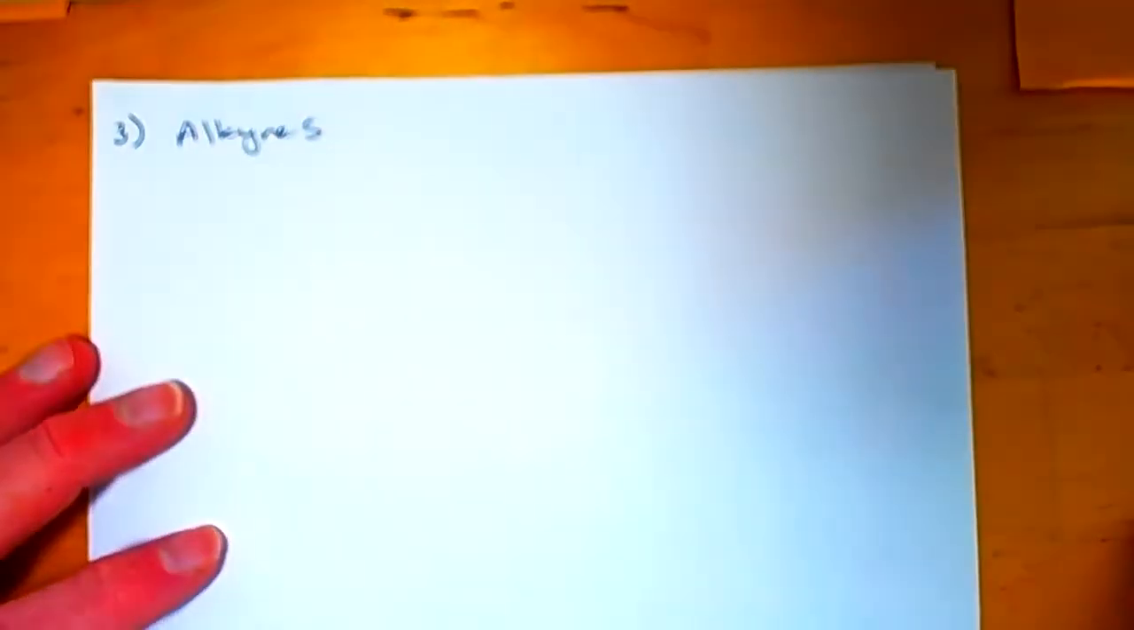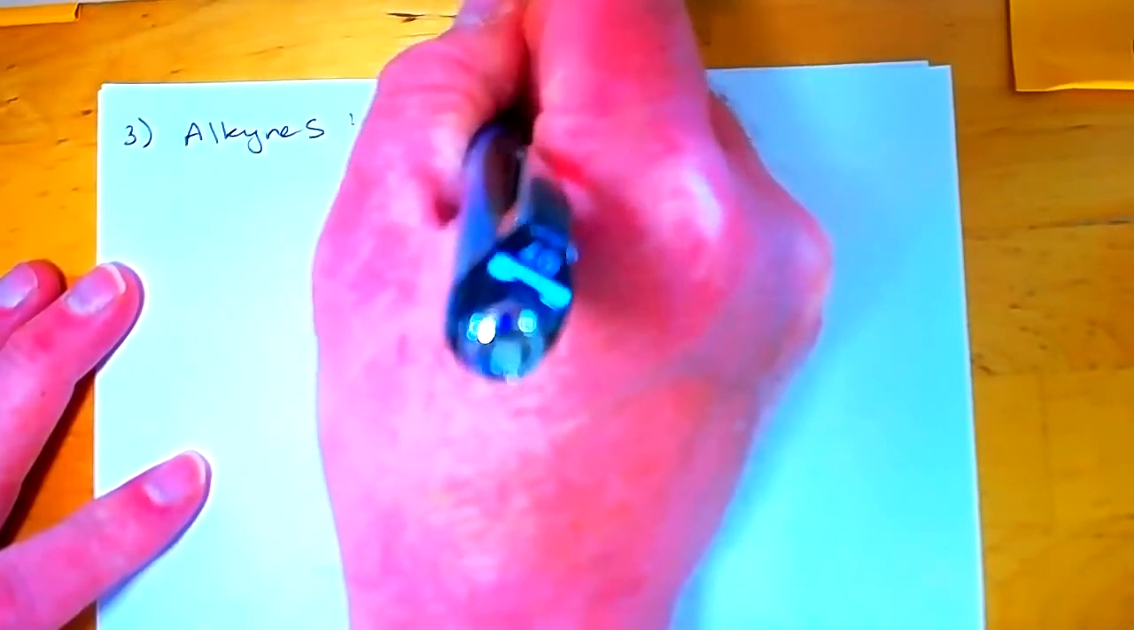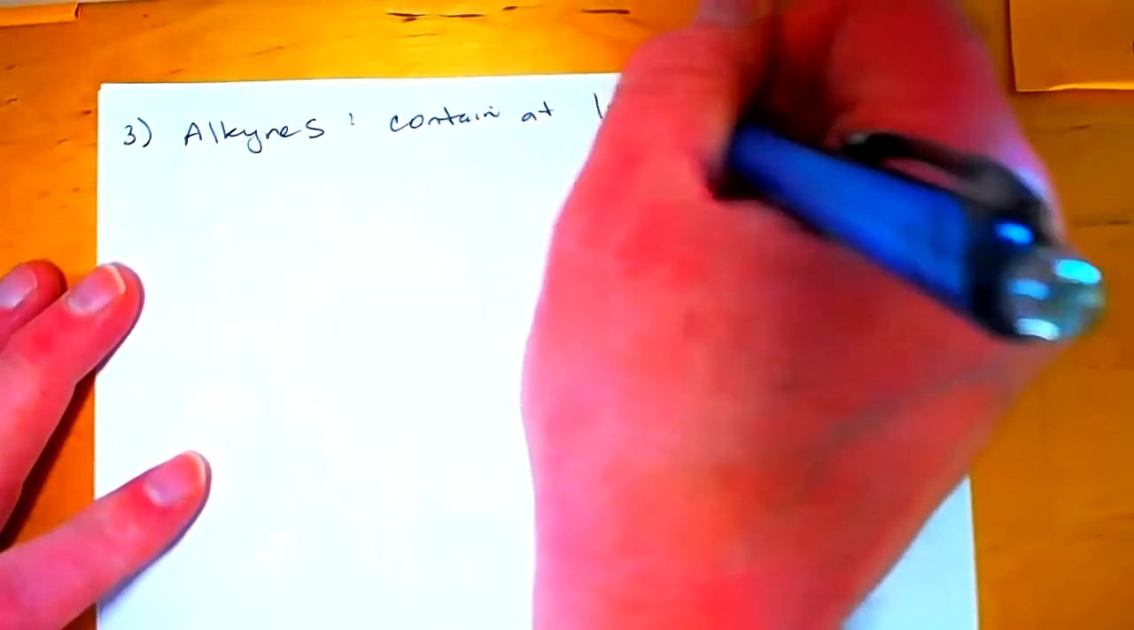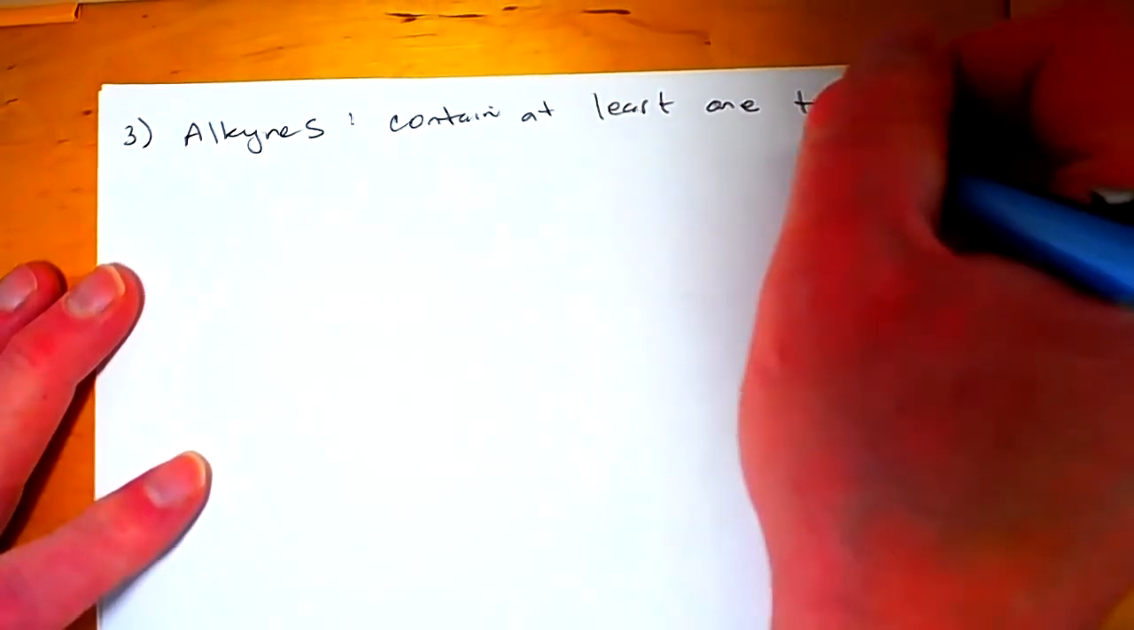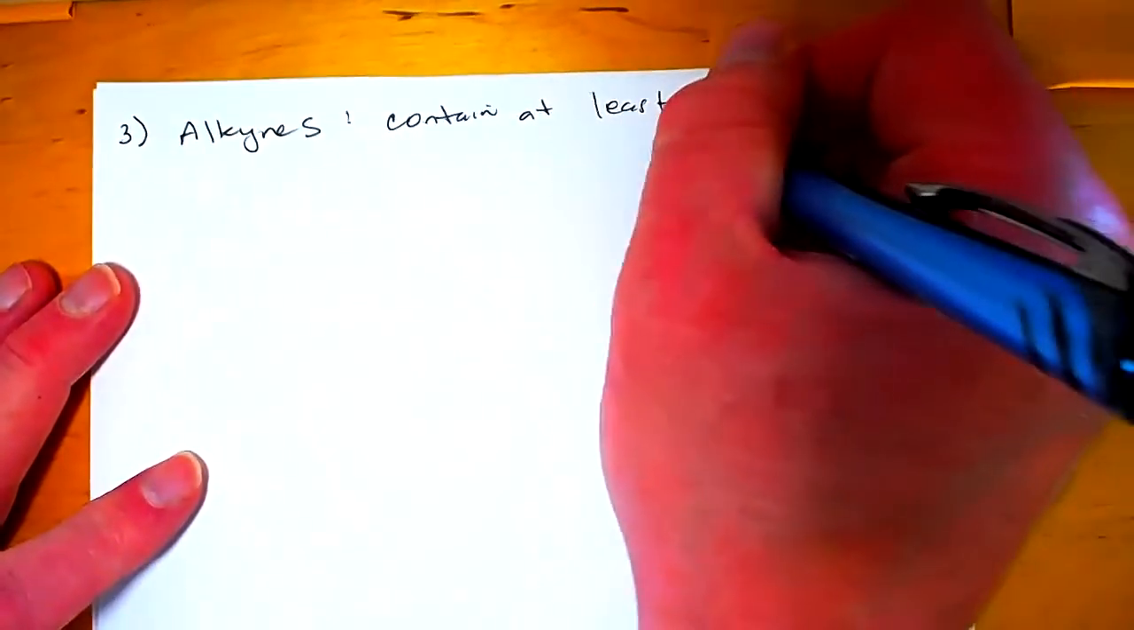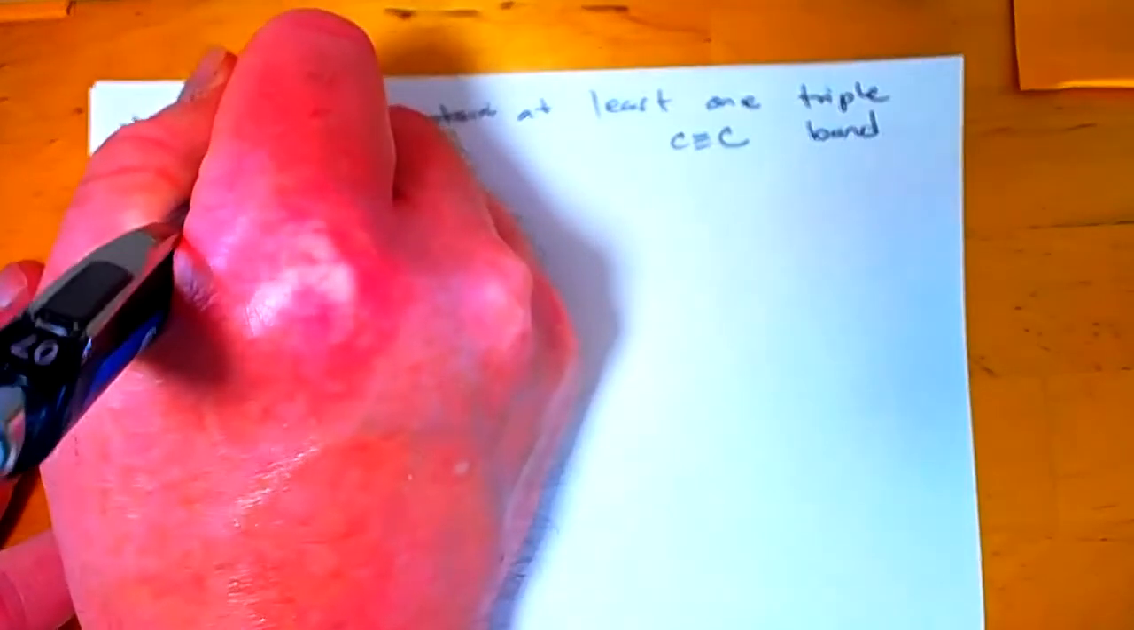Now, there's one more aliphatic hydrocarbon that I want to mention here, and that is what are known as alkynes. Alkynes contain at least one carbon-to-carbon triple bond in their structure. And they are also considered to be unsaturated as well.